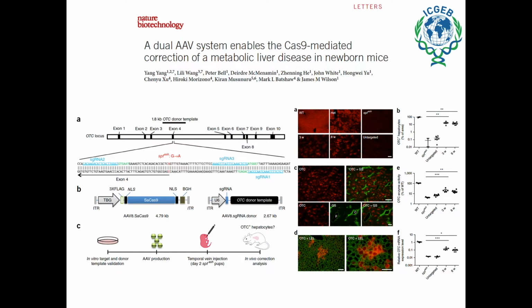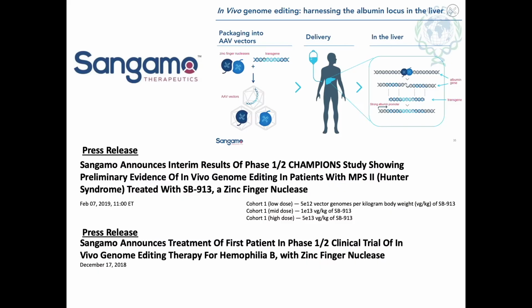Cas9 was also used to correct point mutations present in disease-causing genes, such as the one present in the mouse model of ornithine transcarbamylase deficiency, the most frequent genetic defect of the urea cycle. Other in vivo approaches are being tested in clinical trials, such as those proposed by Sangamo, using zinc finger nucleases for Hunter syndrome and hemophilia B patients.